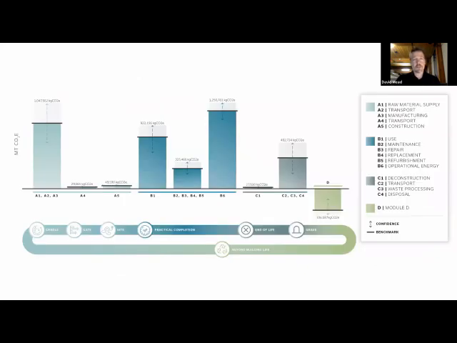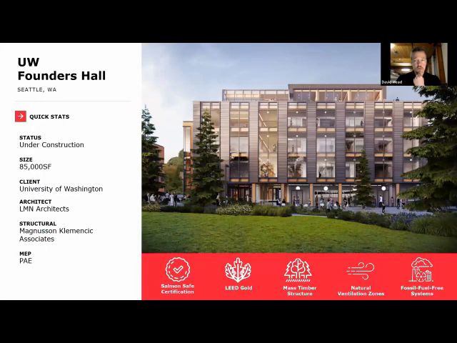This is another one of these charts from A, B, and C stages, just kind of looking at that and the confidence of it. Already touched on that, so I won't dwell on it too much. The next one is UW Founders Hall. This is one that we worked on with LMN Architects.